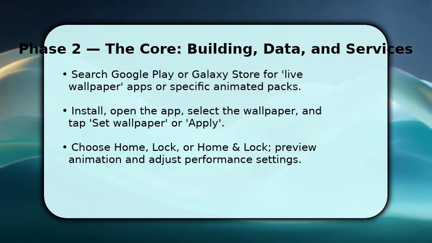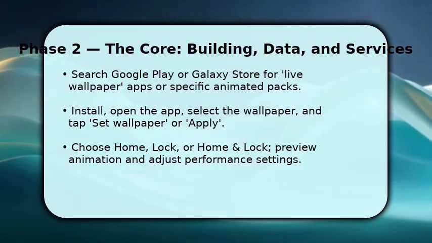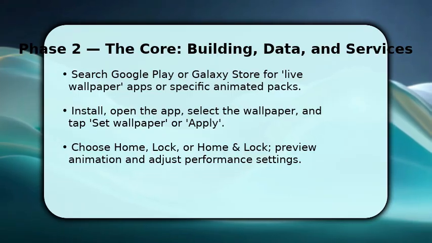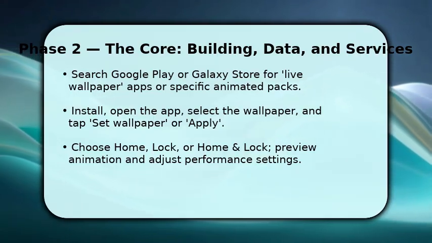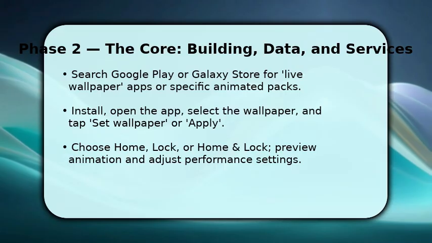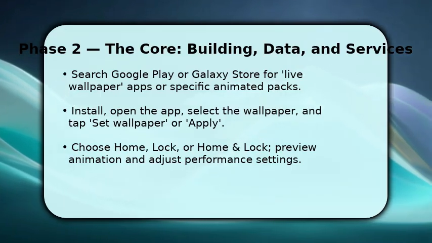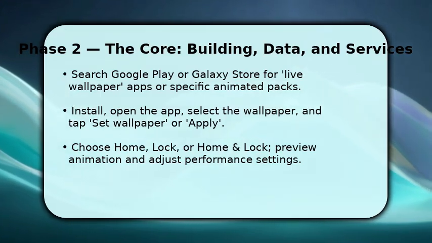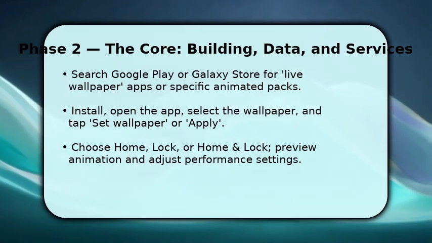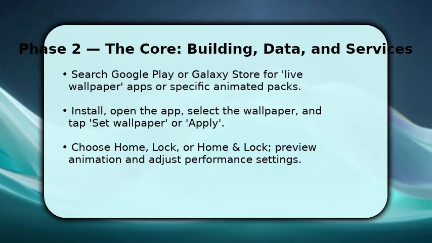Once installed, launch the app, select the animation and tap Set or Apply, choose Home or Lock Screen, or both. Make sure to preview and tweak performance settings like frame rate or battery saving so the wallpaper looks good without draining your battery. This balances visuals versus power usage.